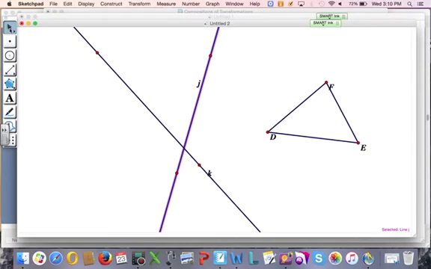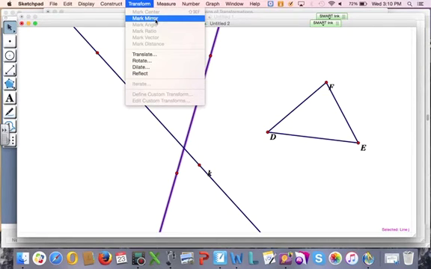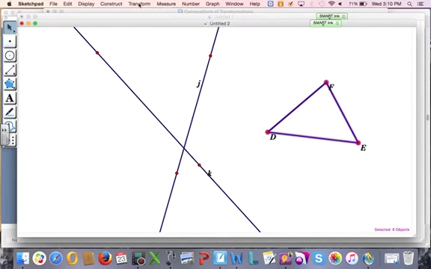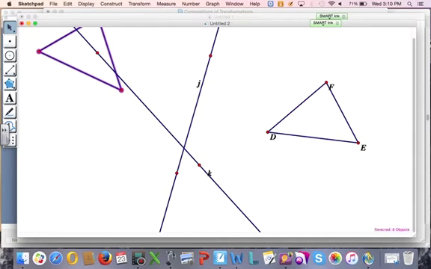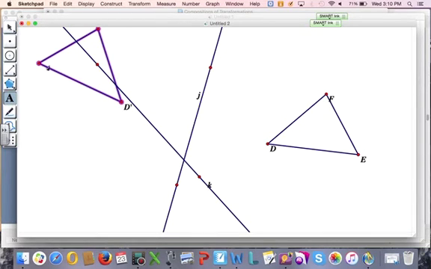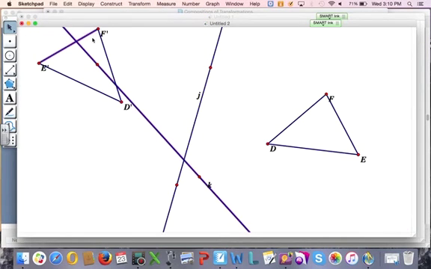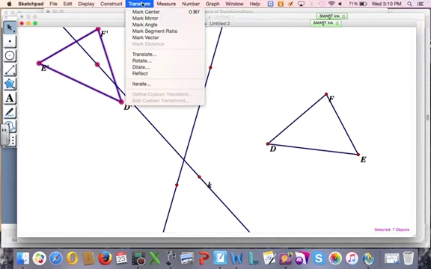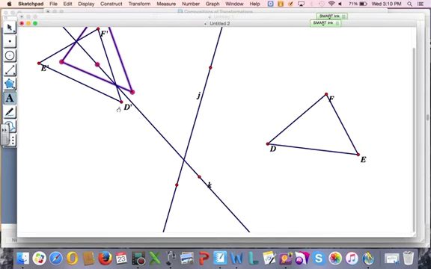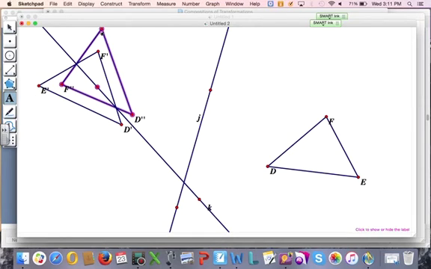It says reflect triangle DEF across line J, and then reflect that image across line K. Okay, so in order to do that, I have to tell the program to mark the mirror. So I'm telling the program this is my line of reflection, and I'm taking this triangle and I'm reflecting it. Okay, so now it's over here, and my program is very nice to me. It knows exactly how I want it to label the triangle. And now I'm going to reflect this over line K. So now I need to tell the program that K is my mirror. And I'm going to reflect this triangle over that line. And it's D double prime, E double prime, F double prime.